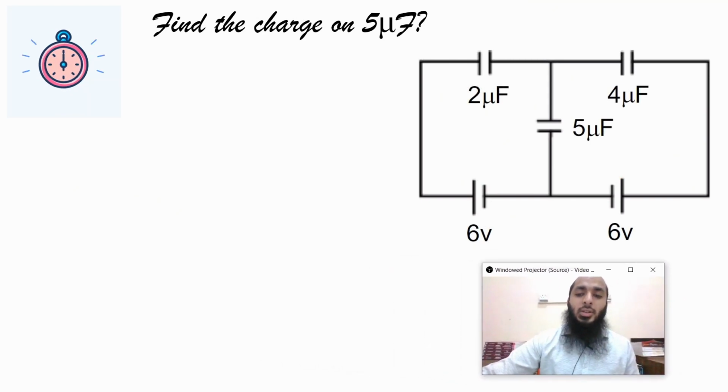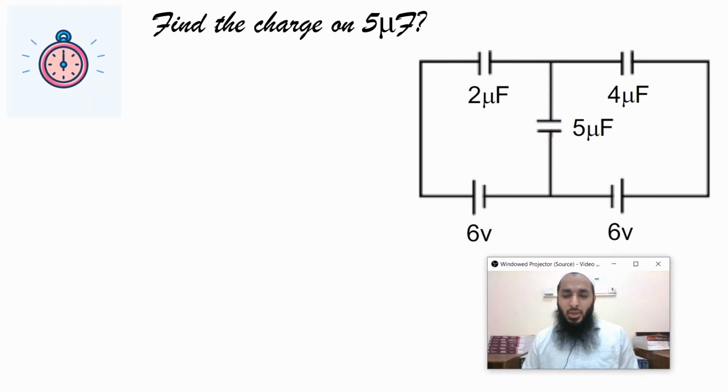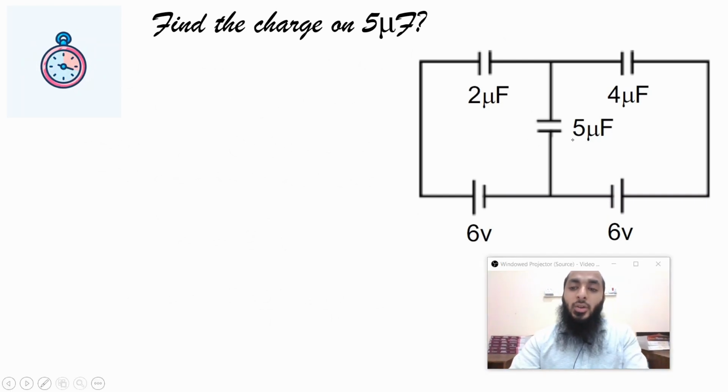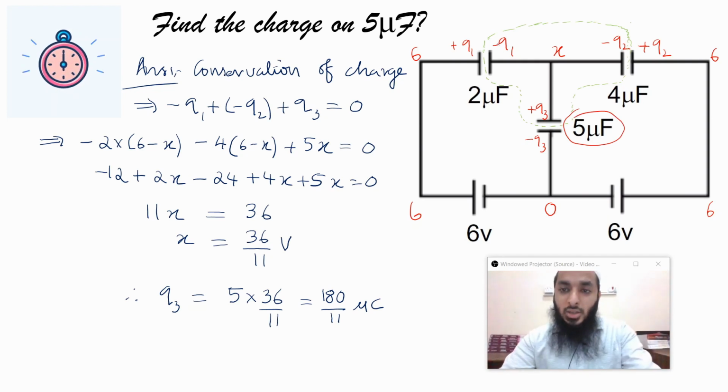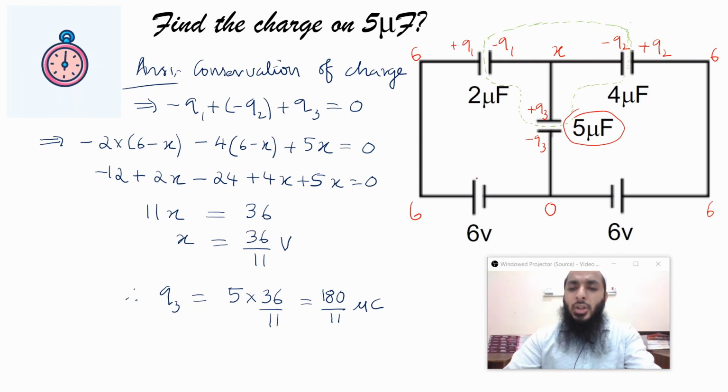So now this is the question. You have 3 capacitors here. You have to find the charge on the 5 microfarad capacitor. So what you can do is conserve the charge here. First of all, we know that this is the positive terminal, so the positive terminal is connected to this capacitor. So we'll write plus Q1 here and minus Q1 here.